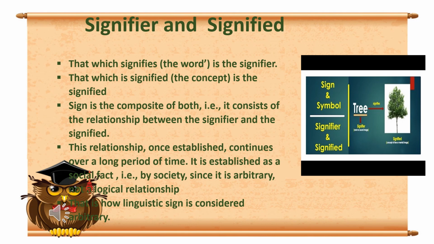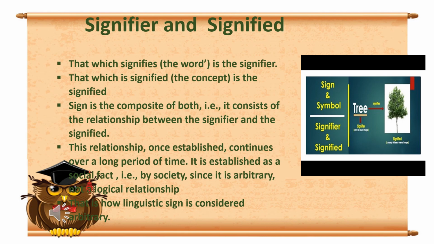Signifier and signified. That which signifies is the word, so it is the signifier. And that which is signified, this is the concept, is the signified. As we can see here in the picture, the signifier is the word of sound, the sound image, and the signified is the concept of tree or mental image. And the sign is the composite of both. It consists of the relationship between the signifier and the signified.